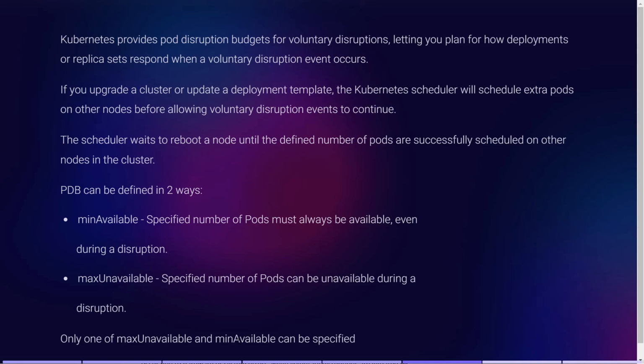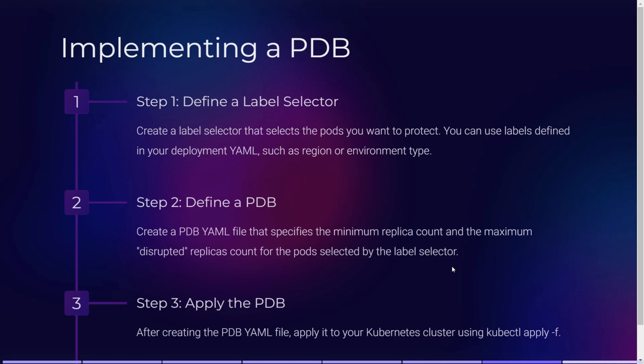Now how to create a PDB? For that, you first need to define the label selector. So you need to create a meaningful label selector in the pod. After that, you need to define the PDB YAML file where you define the minimum replica count or a maximum disrupted replica count for the pods selected by the label selector. And third, you need to apply the PDB.